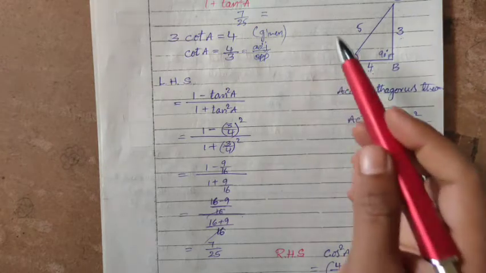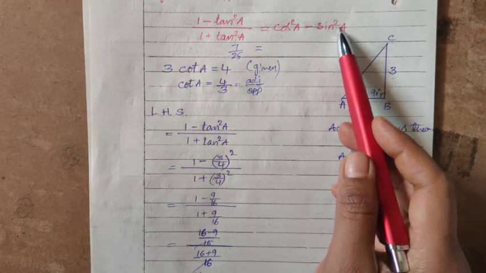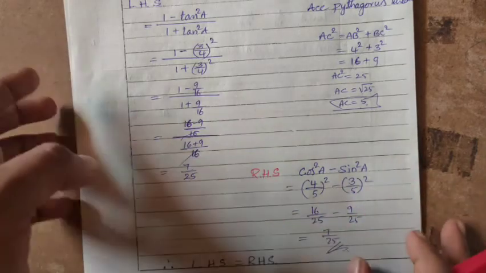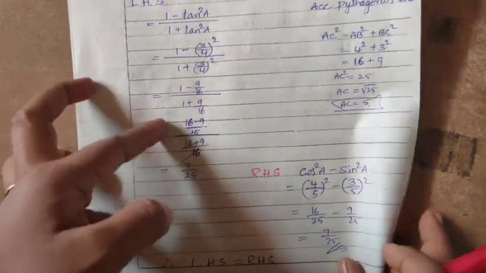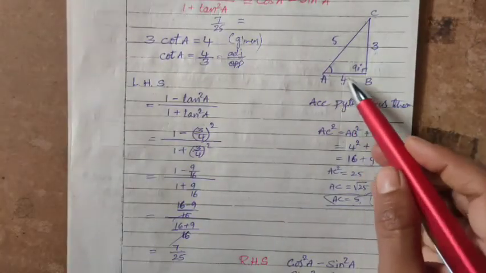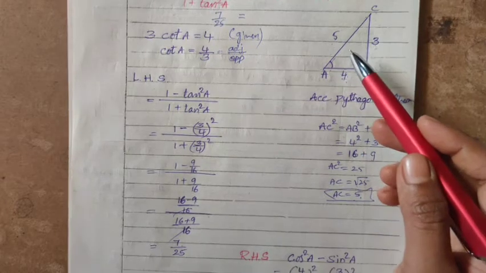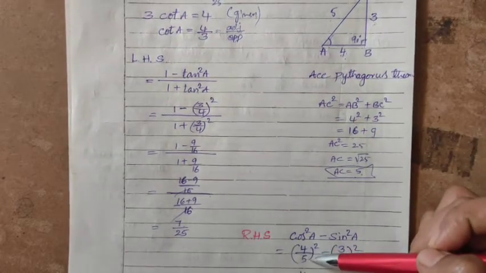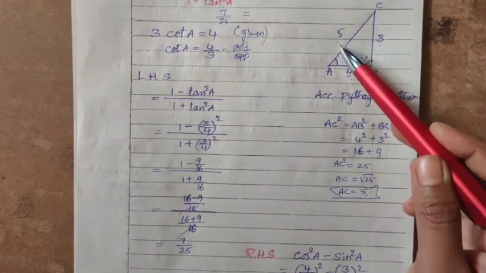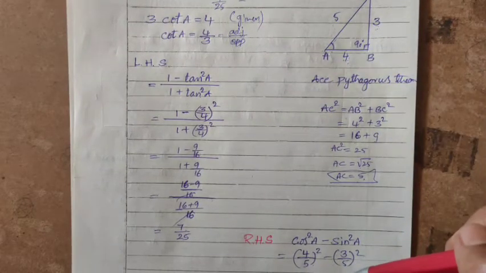Next similarly we can find what is cos square A minus sin square A. So now here I will find the value of cos square A minus sin square A. By using the triangle, what is cos A? Cos A is equal to adjacent divided by hypotenuse, that is 4 by 5. And sin A means opposite divided by hypotenuse, that is 3 by 5.